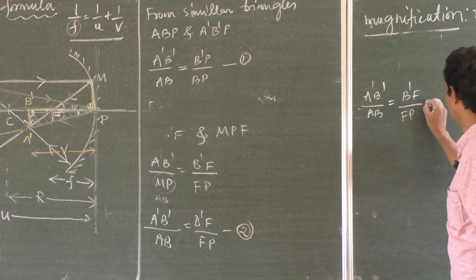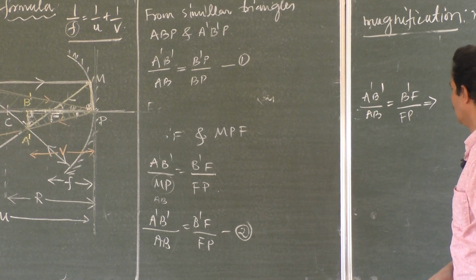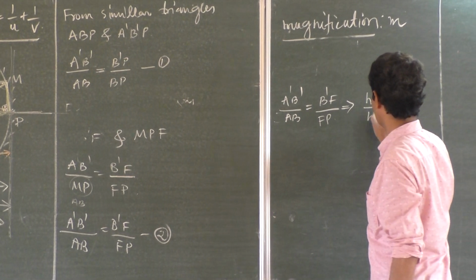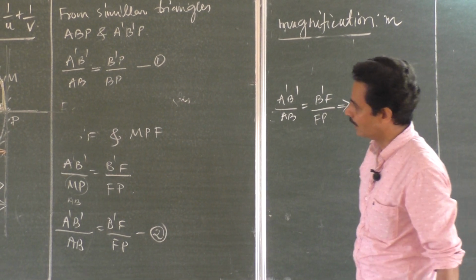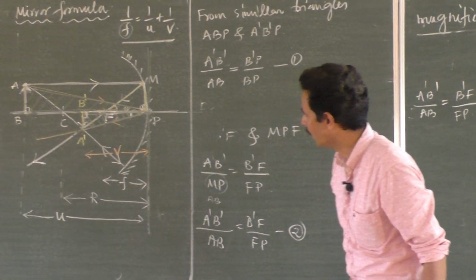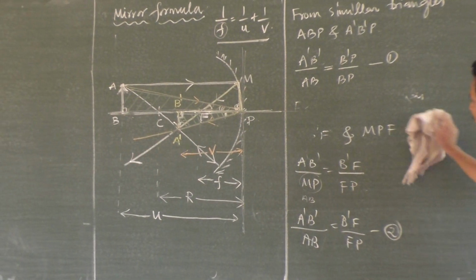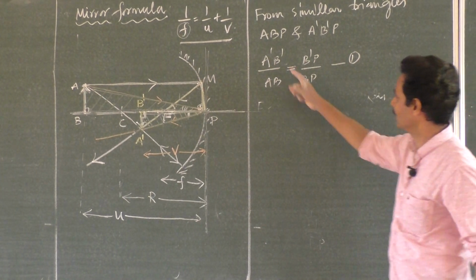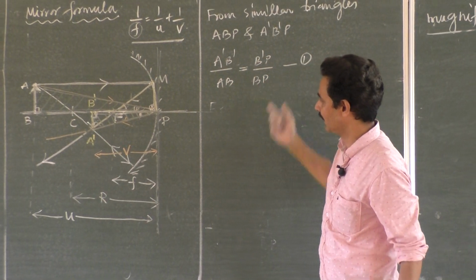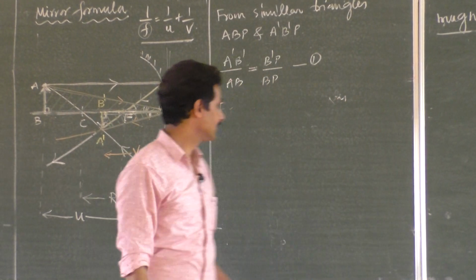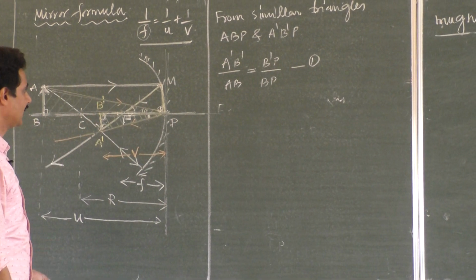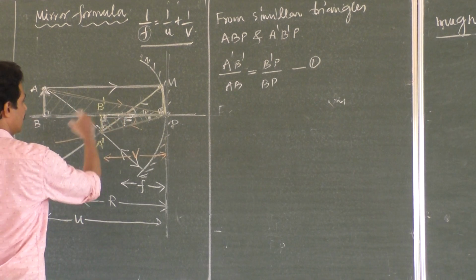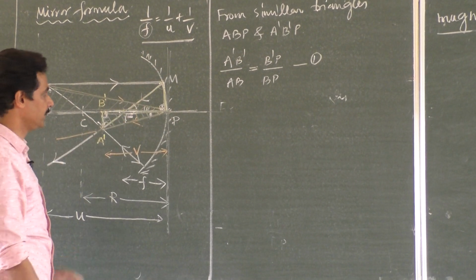Oh, this is not needed. I think I can use this equation to get the magnification. A dash B dash by AB is equal to B dash P by BP. That gives the magnification directly. You will get this here only from the first equation. So how to get this? A dash B dash by AB is equal to B dash P by BP, and we have written it from the similar triangles ABP and A dash B dash P.